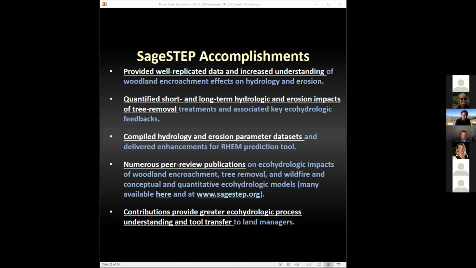So in summary here, to wrap up, I'd say that the project has provided us well-replicated data. It's increased our understanding of woodland encroachment effects on hydrology and erosion. It's given us short and long-term hydrologic and erosion impact information for tree removal treatments. And it's allowed us to deliver improved model capabilities for modeling hydrologic function in these woodlands. And of course, there have been numerous peer-reviewed publications and syntheses that are available through the SageSTEP website.